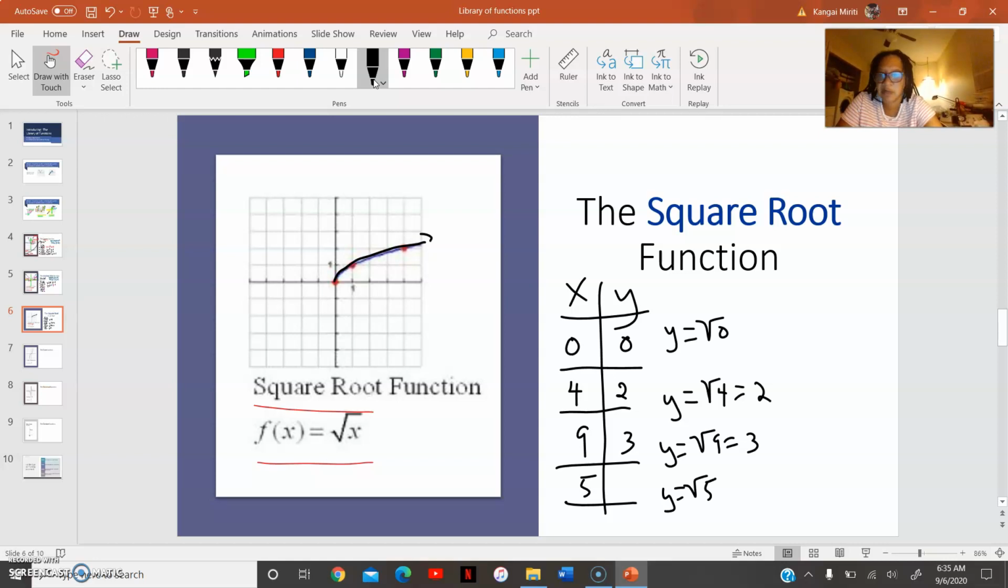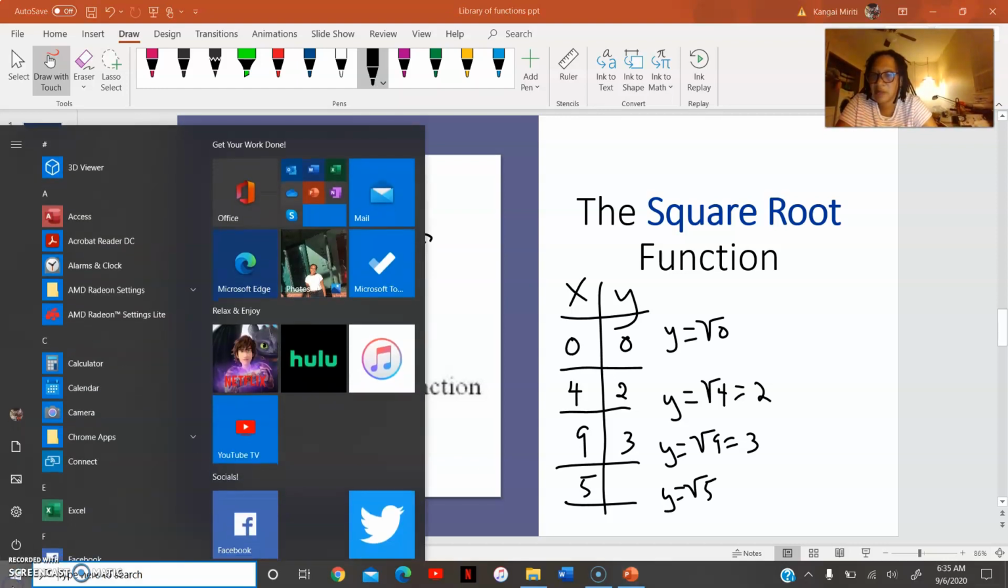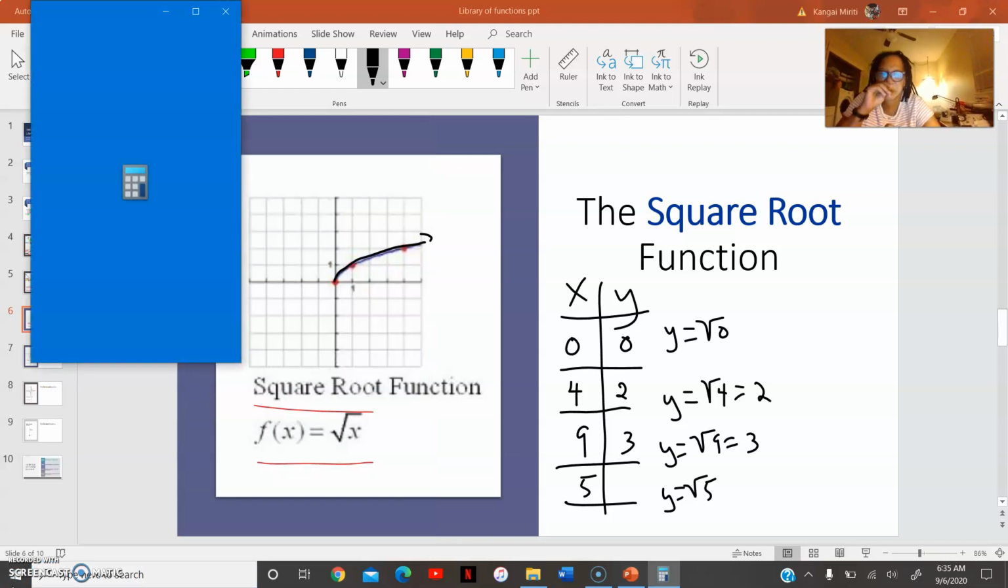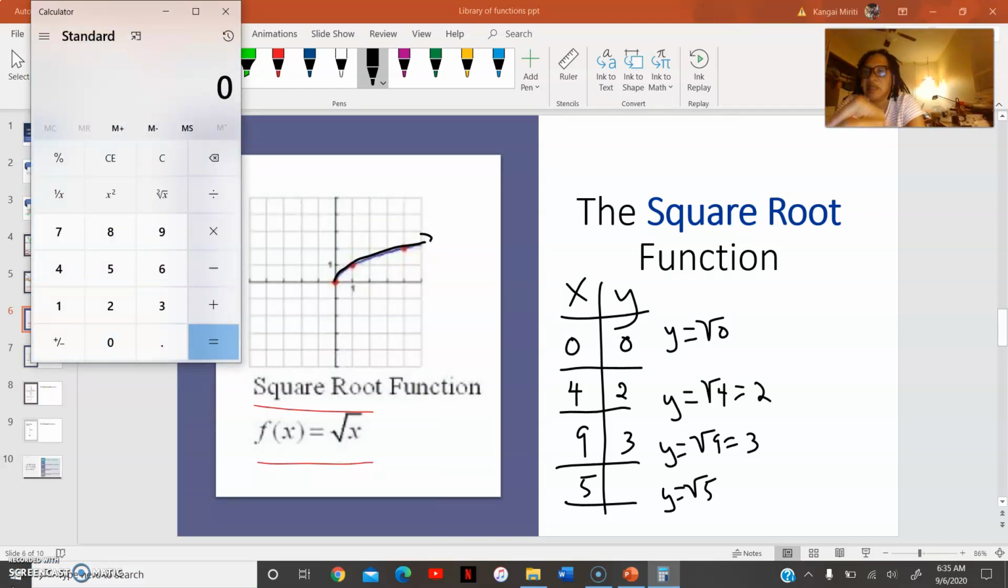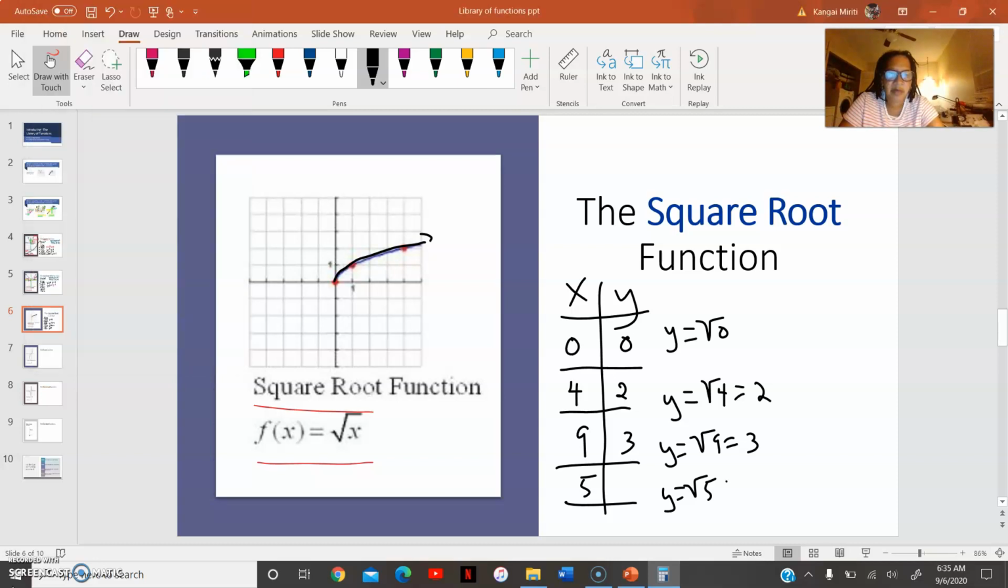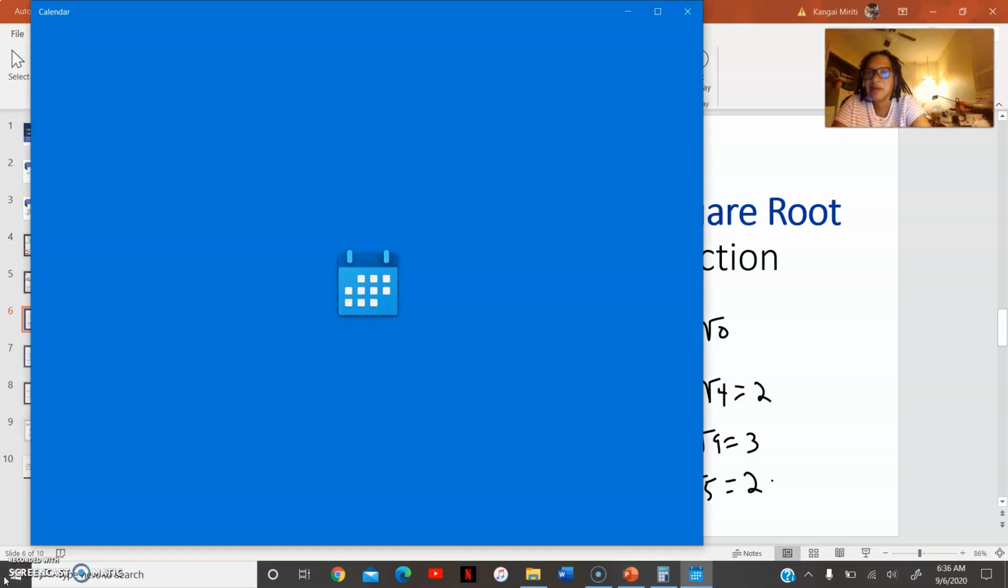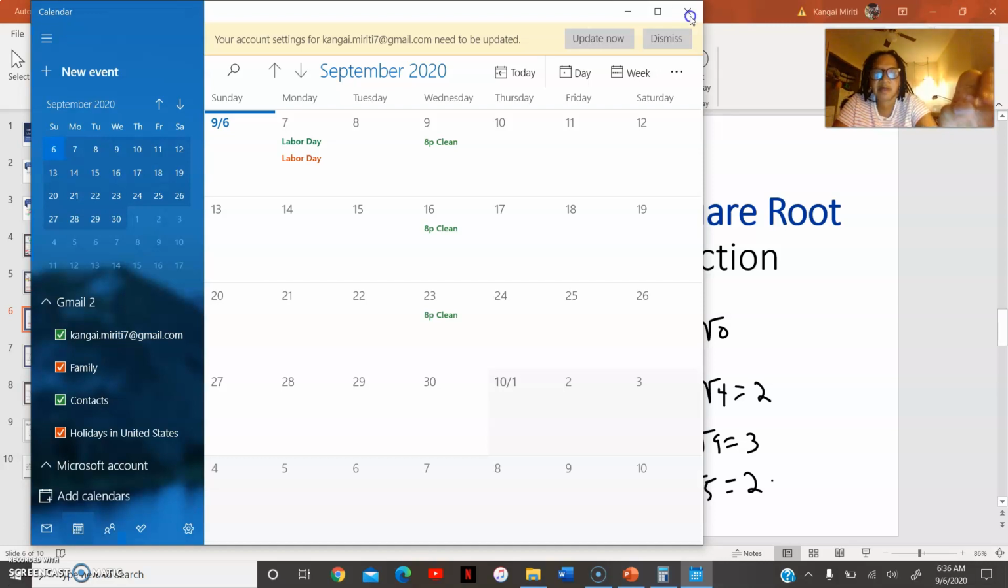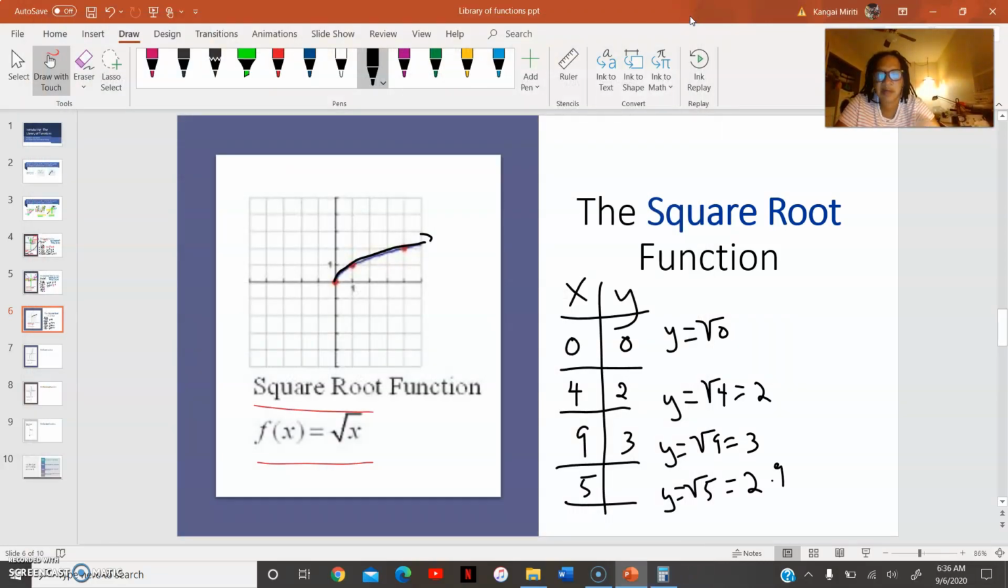I don't know. Let's check with our calculator here and see if a calculator will come up and tell us if we want a square root. There's our square root symbol. Square root of 5 equals... maybe I have to do 5 square root. Oh, there it is. And we get 2 point, what was it? I missed it. Well, it was 2 point something. I'll let that go. I think 2.9 something.